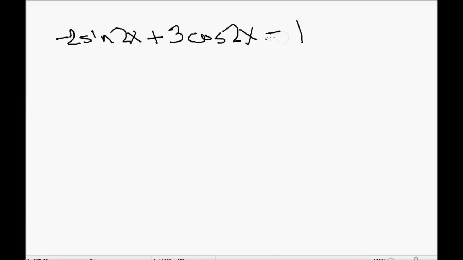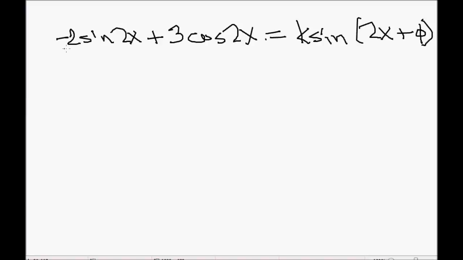To do problem number 13, the question asks for negative 2 times the sine of 2x plus 3 times the cosine of 2x, and to combine that into a single expression, k times the sine of 2x plus some angle phi. And the question is to figure out what k is and what phi is to make this work.